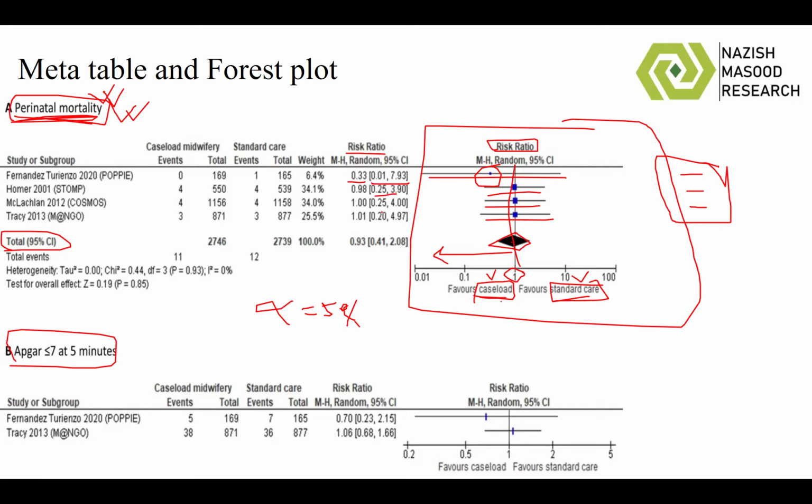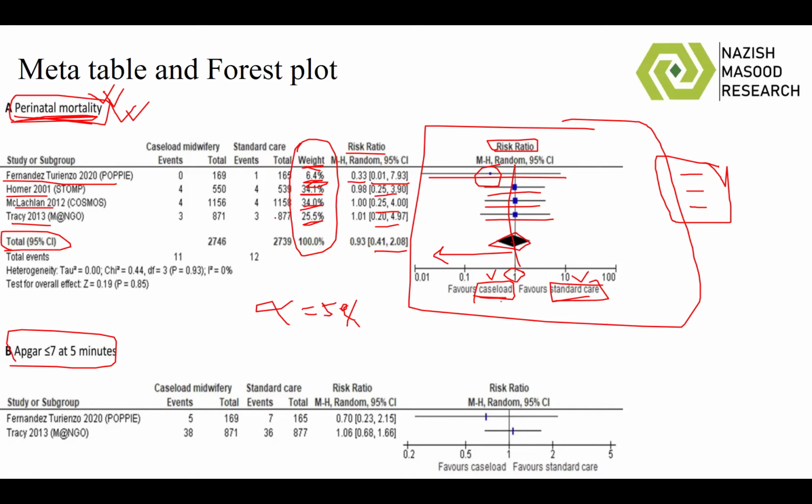In all these cases, the confidence intervals are capturing one. For the overall effect size, the diamond shape, again, it is capturing one. Now, this column represents the weights that are assigned to individual studies. For example, this was study number one, which was done in 2020, study number two, three, and four. Study number one has a weight of 6.4%. Study number two has a weight of 34%. Study number three has a weight of 34%. Study number five has a weight of 25%.